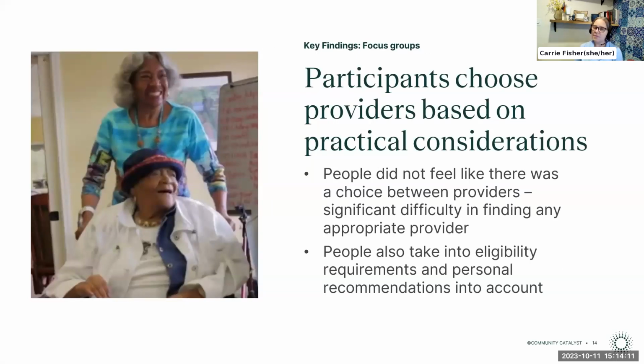So what we found in these focus groups were, first of all, we wanted to understand how people choose providers. That was one of the questions that we went into this data collection holding. However, the folks that we talked to did not usually feel like they were making a choice between different providers. Instead, provider choice was generally based on practical considerations. That is, the ability to find any willing or appropriate provider to fill people's needs. So that was the primary way that people chose their providers. There were also program eligibility requirements and personal recommendations that played into the way that people were navigating the system and selecting providers. Next slide, please.